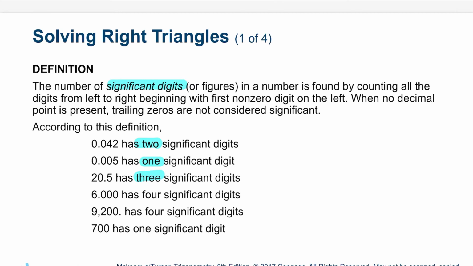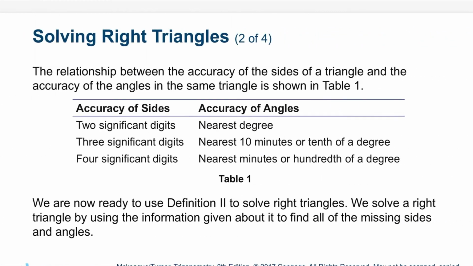And for the next one, because of the decimal, you're going to count the 6, and then include all these zeros because of the decimal point. So that's going to be a total of 4. And then for the next one, because of the presence of that decimal, you're going to count 9, 2, 0, 0. That's 4 again. And then for the last one, since there's no decimal present, you're only going to count the 7, which is 1. All right, so that's how you determine the number of significant digits.